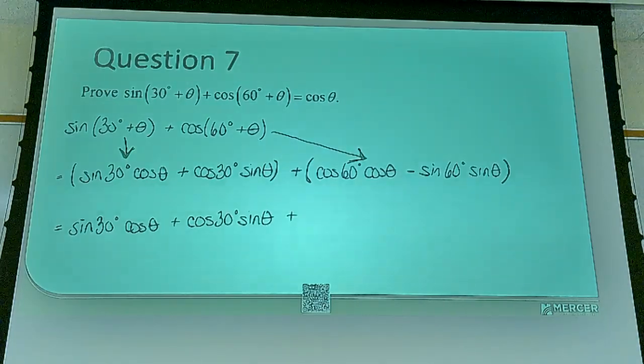Cosine of 60 is the same as sine of 30, using the cofunction identity, right? 90 minus 60 is 30. And the same argument, sine of 60 is the same as cosine of 30.